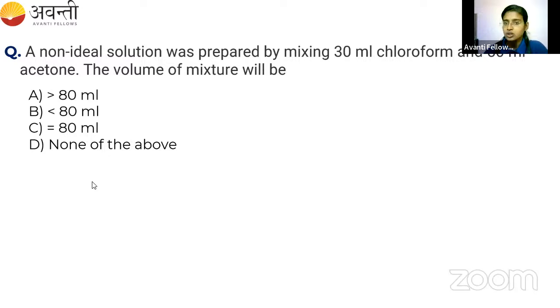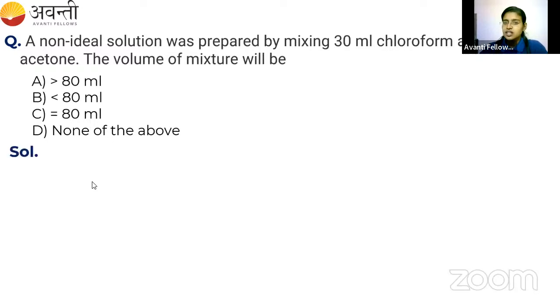A non-ideal solution was prepared by mixing 30 ml chloroform. So you guys are going for option B. Some of you are going for option A. A or B? Say any one now. B. So most of you are going for B. Negative deviation, so B. Answer is B.